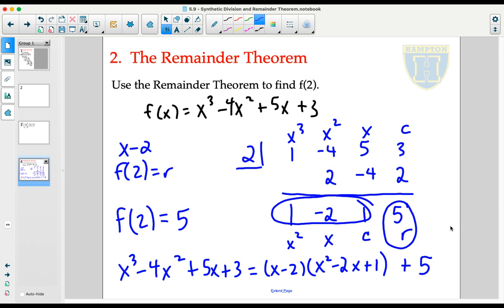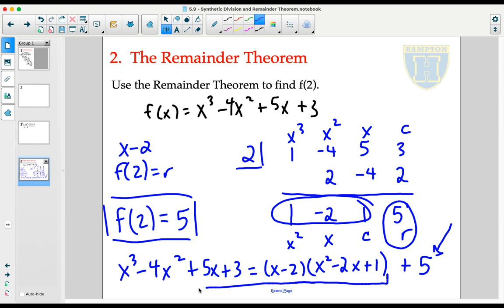Now, this is not a direct consequence of the remainder theorem. That's a direct consequence of understanding division. This is the real point that we were interested in. But despite the fact that that remainder is 5, that tells us that we can rewrite this polynomial using 5 as the remainder, even though it is also the value when I wanted to evaluate the function at f of 2.